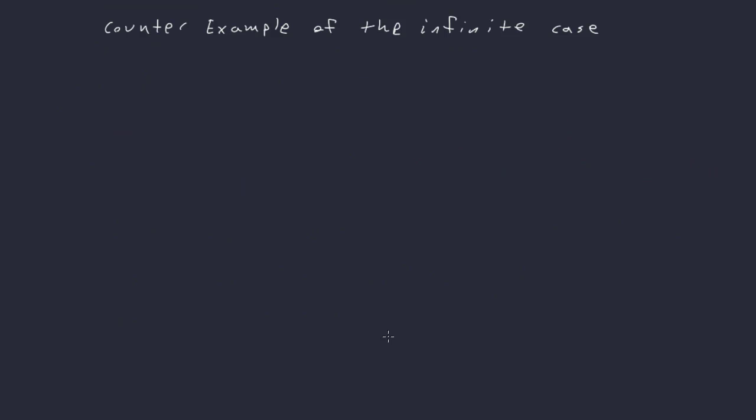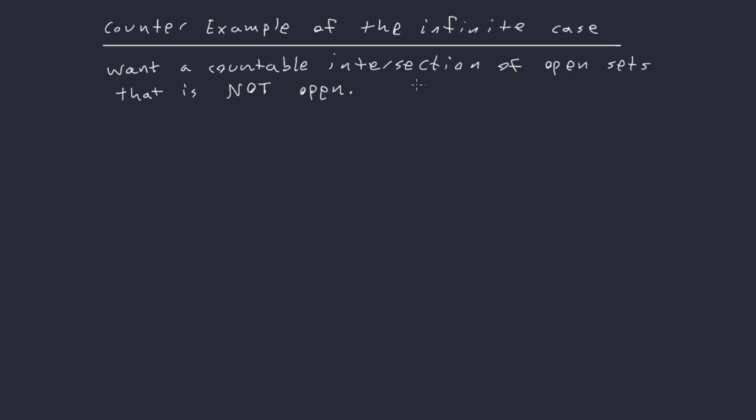Okay, so I did explain where the proof would fall apart in the infinite case. However, a stronger thing to do here is to give a counterexample of the infinite case and not just a little statement there. So let me show you an example of a situation where the countable intersection of open sets will not be open. All right, so we want a countable intersection of open sets that is not open.